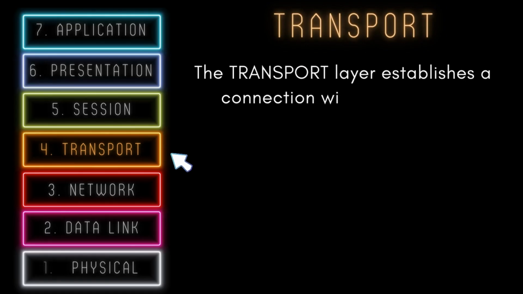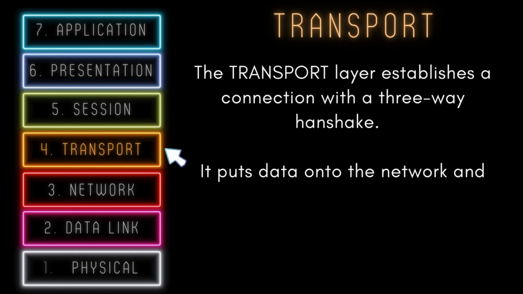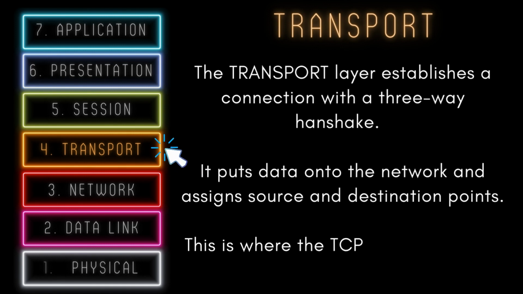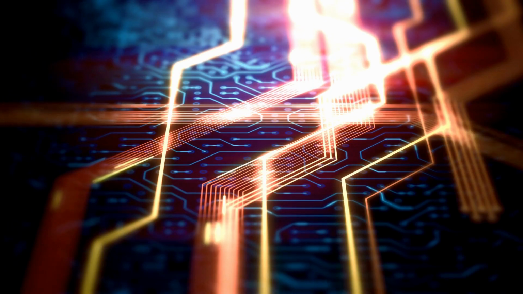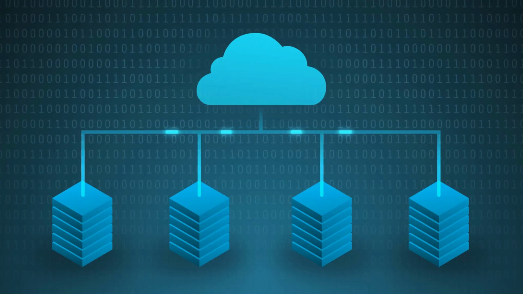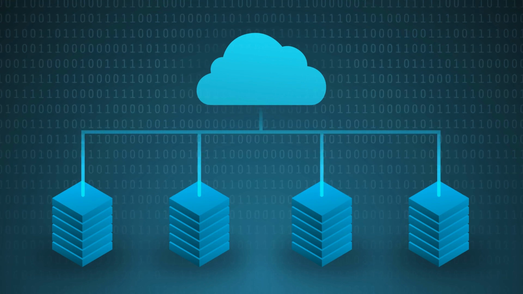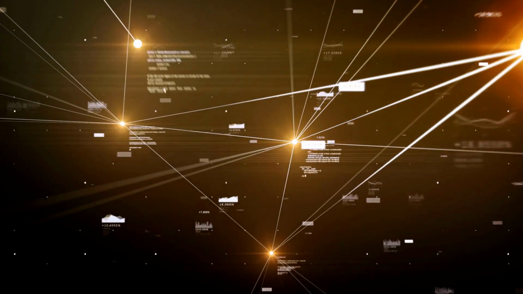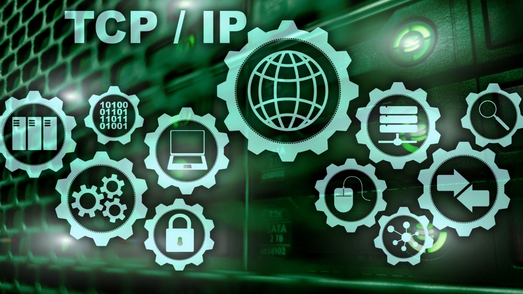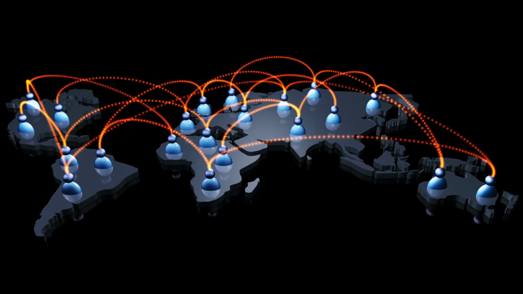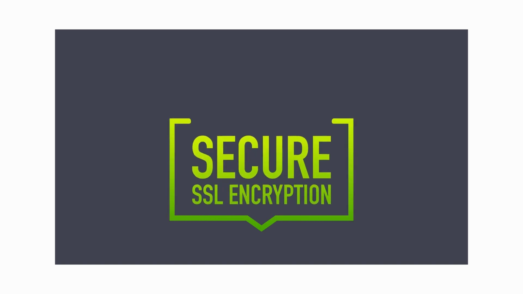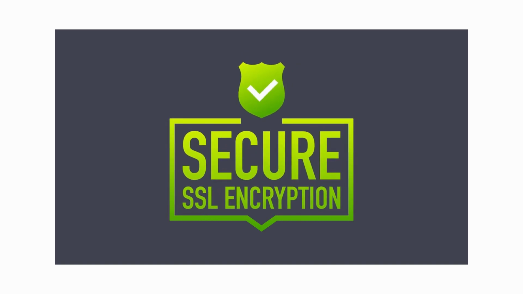The transport layer establishes a connection with a three-way handshake, which is a method used in a TCP/IP network to create a connection between a local host or client and a server. It puts data onto the network and assigns source and destination points. This is where the TCP port is stamped on the header. The transport layer uses protocols such as TCP, UDP, SCTP, DCCP, and TLS.